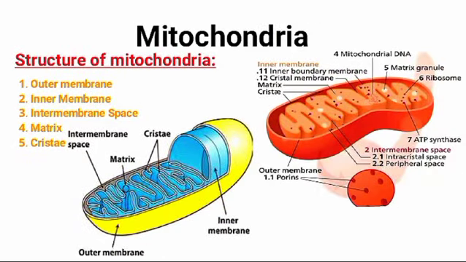Let's talk about the structure of mitochondria. Number 1, outer membrane. Number 2, inner membrane. Number 3, intermembrane space. Number 4, matrix. And number 5, cristae. Each mitochondria is bound by 2 highly specialized membranes. The outer membrane is composed of about half lipid and half proteins, and contains porins that render the membrane permeable to molecules having molecular weight as high as 10,000 daltons.